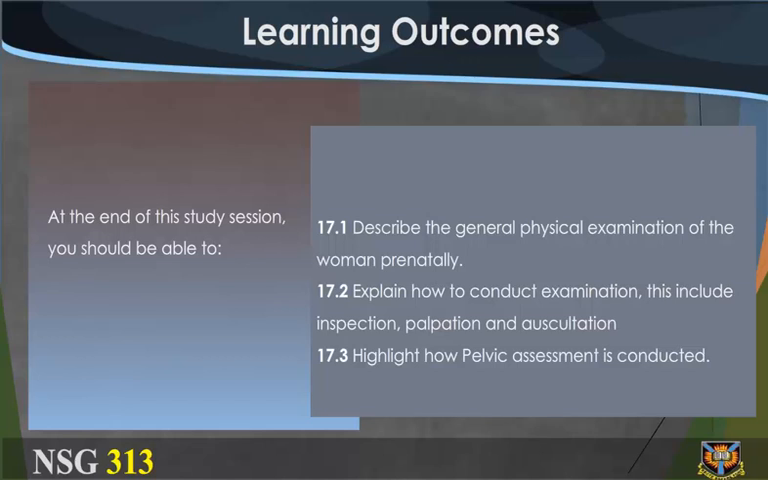Learning outcomes. At the end of this study section, you should be able to: 1. Describe the general physical examination of the woman prenatally. 2. Explain how to conduct examination. This includes inspection, palpation, and auscultation. 3. Highlight how pelvic assessment is conducted.